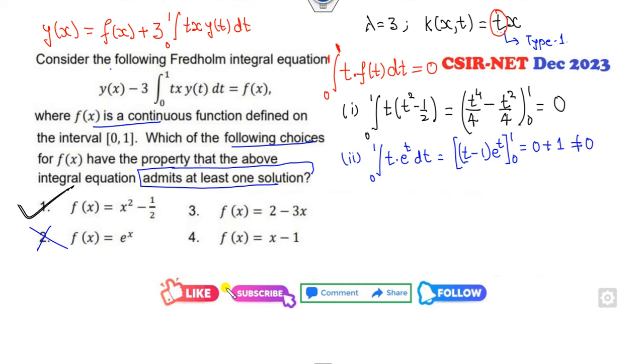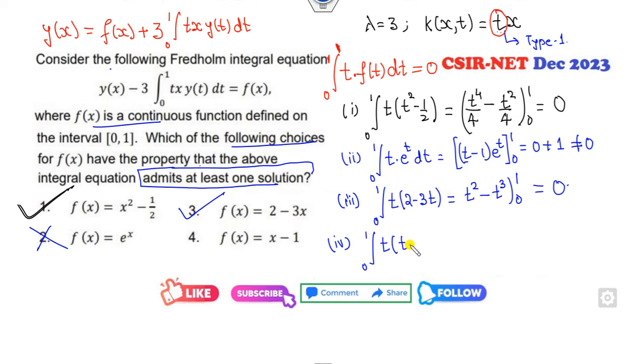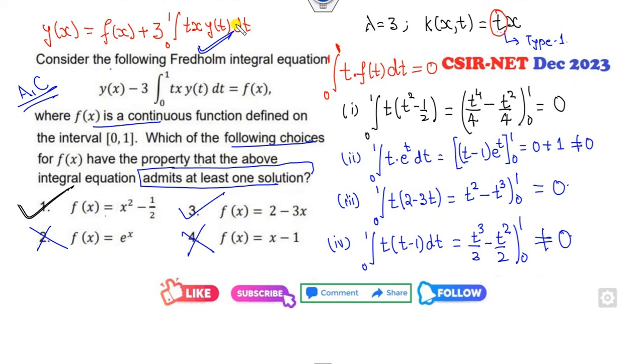Look at the third option. From 0 to 1 of t times 2 minus 3t. So the integration will be t square minus t cube from 0 to 1, which is 0. This option is also satisfied. The fourth option: integral 0 to 1 of t times t minus 1. So t cube by 3 minus t square by 2 from 0 to 1. Clearly it is non-zero. So the right answers are A and C. Always remember, start by writing the standard form and find the k of x, t.